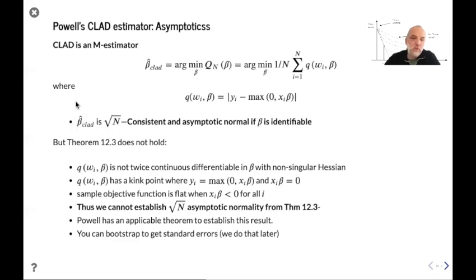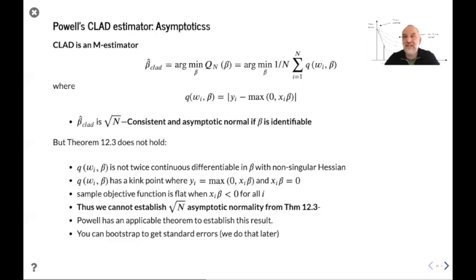We still have that if beta is identifiable, and you have random sampling and all the usual regularity conditions about Borel measurability and so on, then this is going to be root-n consistent and asymptotically normal. But you cannot establish the asymptotic normality and derive the variance covariance matrices from the theorem in chapter 12 on the asymptotic normality of M estimators, like theorem 12.3. Fortunately, Powell has an applicable theorem to establish this result.